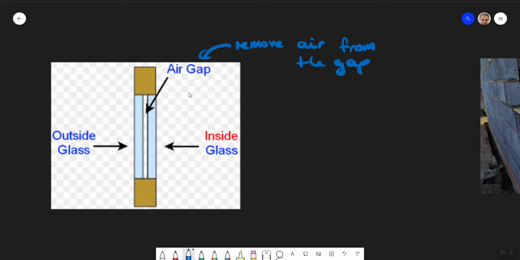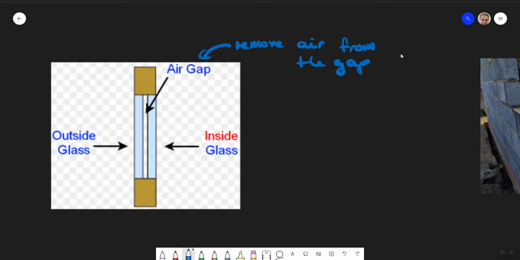By removing air from the gap and making it close to a vacuum, suddenly there's not many particles to move around here to take this from one side to the other. So the actual secondary layer in here, by removing air from the gap, which is one thing we can do, we can slow convection down even further. And this is the next thing that we can do.